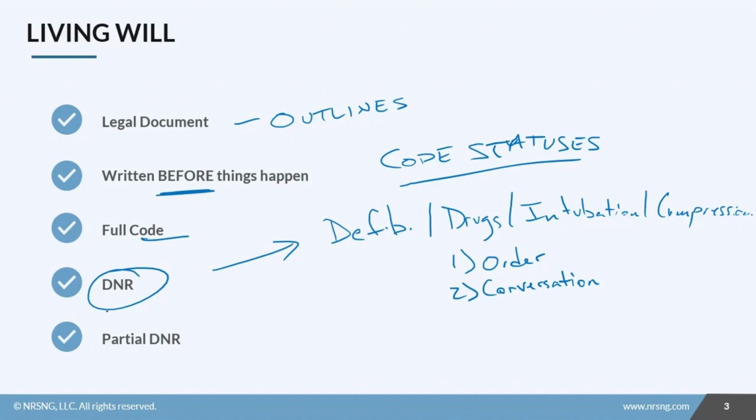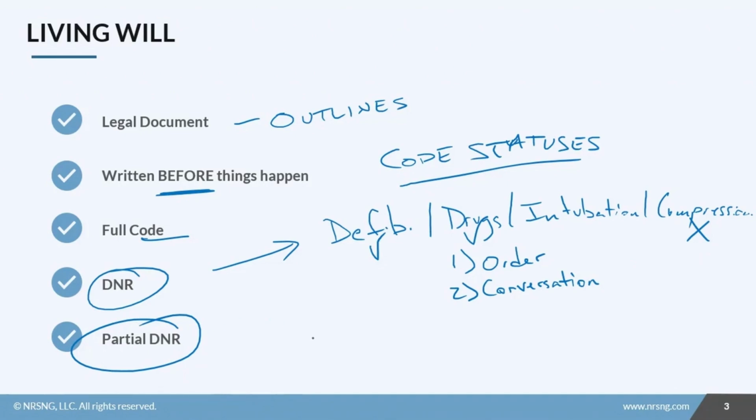So there's one other little caveat to code statuses, which is something called a partial DNR. Basically, a partial DNR is that they agree to particular aspects of a code status. So maybe they want defibrillation and maybe they want drugs, but they definitely don't want compressions. Well, the way that it's written, it is a partial DNR.